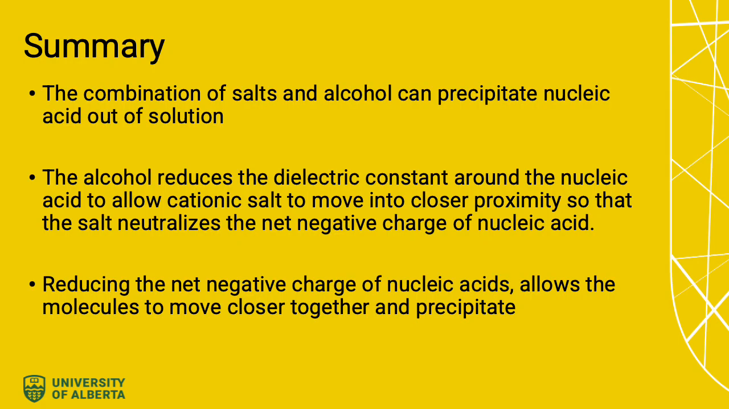In summary, DNA and RNA can be salted out of an aqueous solution by using a combination of salts and alcohol. The alcohol, usually ethanol or isopropanol, reduces the dielectric constant around the nucleic acids. This allows the cationic salt to move into closer proximity so that the salt neutralizes the net negative charge of the nucleic acids. By removing the net negative charge of the nucleic acids, the nucleic acid molecules can move closer together and precipitate. Precipitation is facilitated by centrifugation.